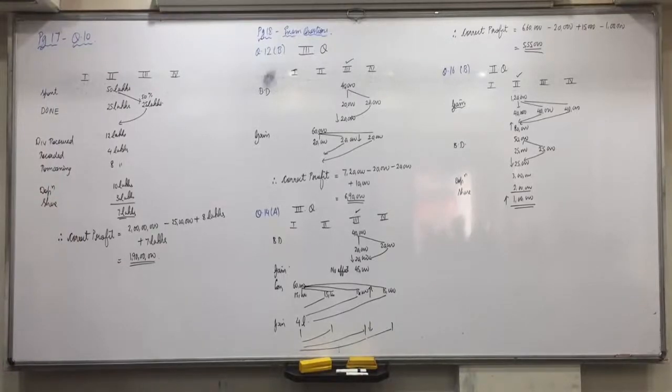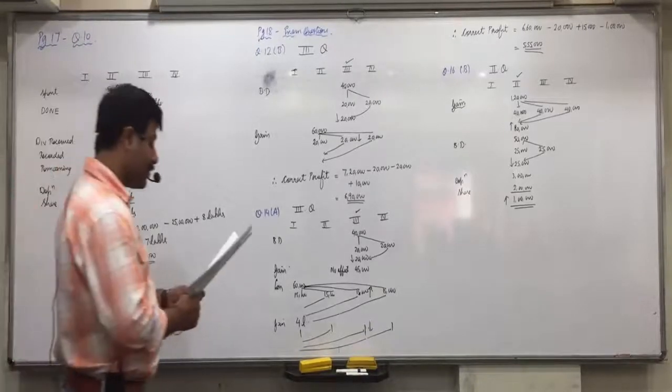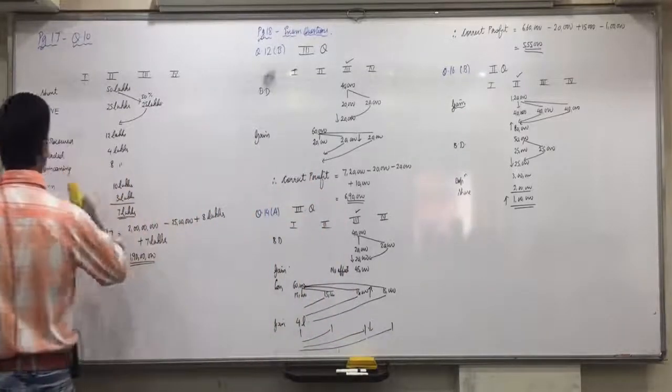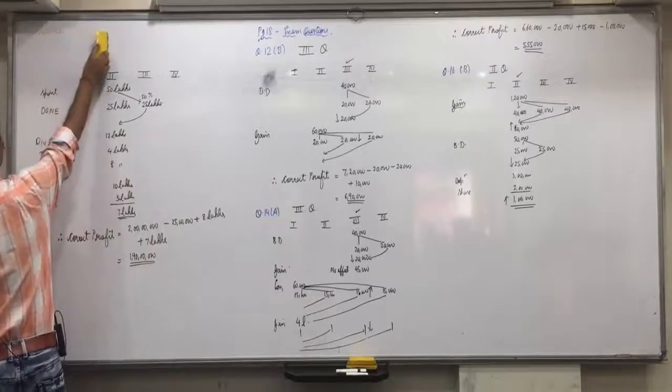Question 17. X Limited has rupees 3 lakhs net income of the third quarter. So now again you see from point of view of third quarter.